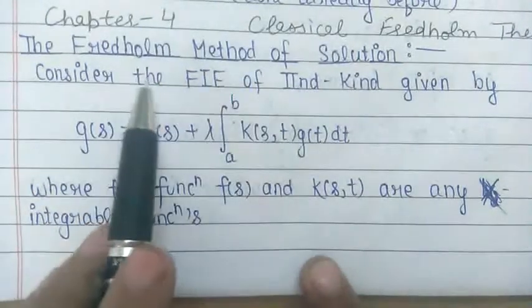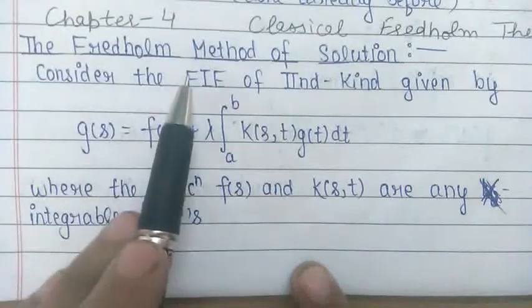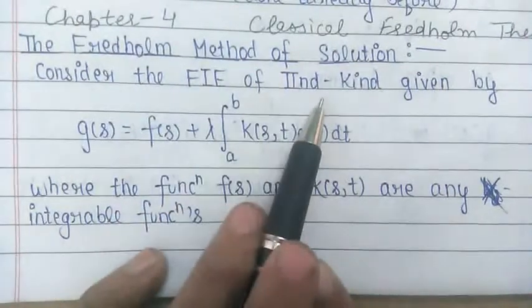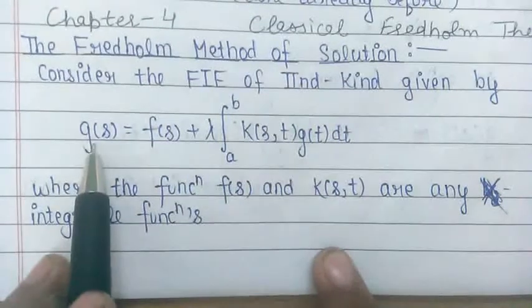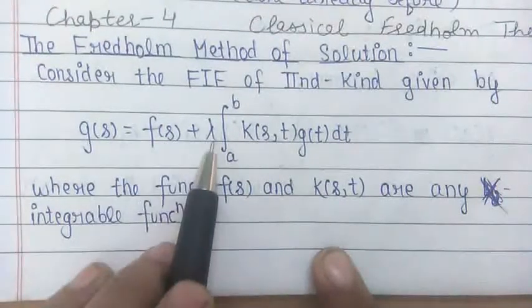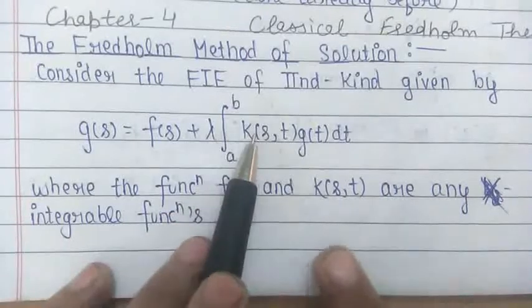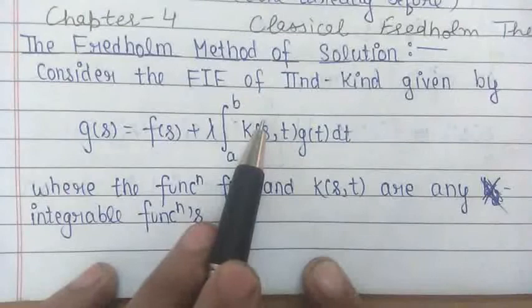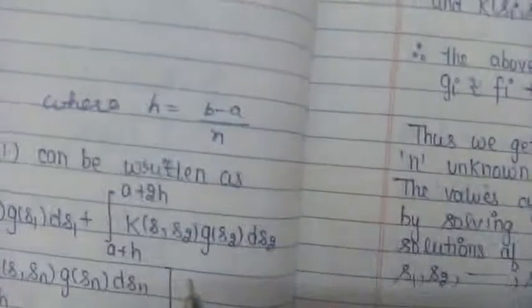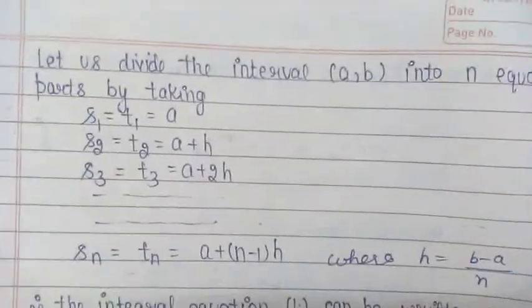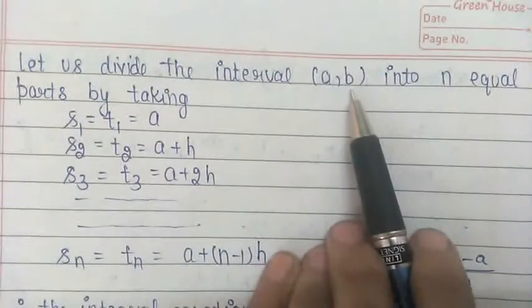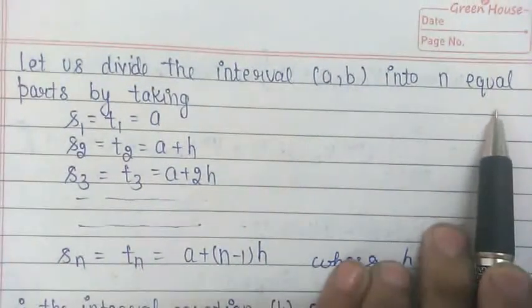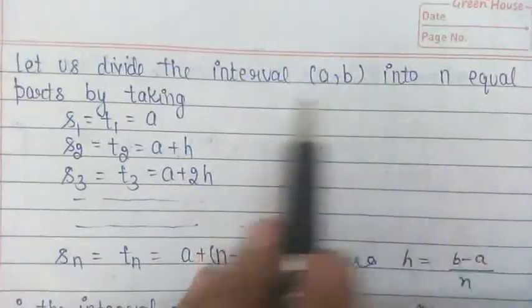In order to discuss the method, let us consider the Fredholm integral equation of the second kind given by g(s) = f(s) + lambda integral from a to b k(s,t) g(t) dt. Here the function and the kernel are any integrable functions. Now let us divide the interval AB into n equal parts by taking the points of division.